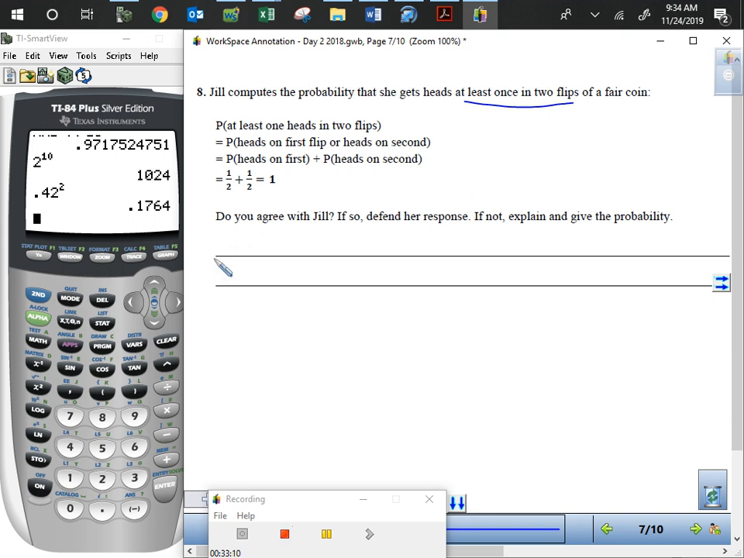For this one, hopefully you said no, we don't agree, because you can use this OR only if you subtract off the intersection. If we think about this sample space, we could get heads, heads, we could get tails, tails, or we could get heads, tails, or tails, heads. So here, at least once, remember, is the complement of none.